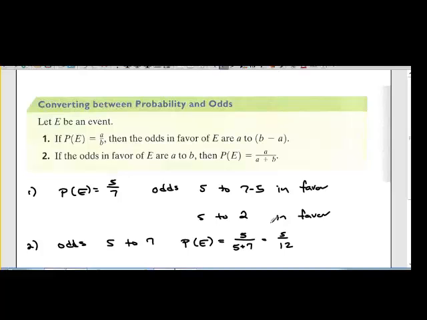And if you wanted to find the odds against, in this particular example, the odds against this event occurring would be 2 to 5. So you just switch the two numbers. To go from odds for to odds against, you just switch the two numbers, because when it's against, what's favorable becomes unfavorable, and what is unfavorable becomes favorable.